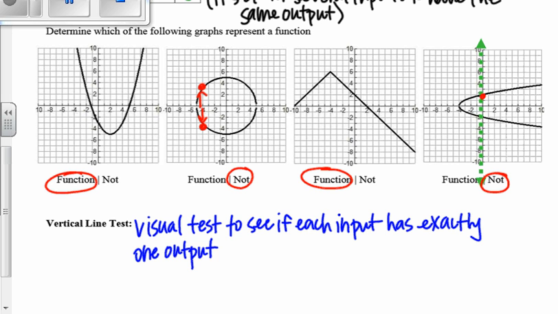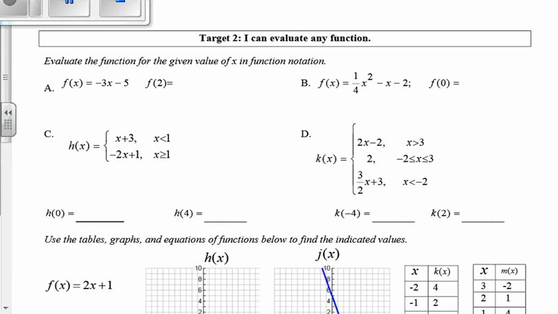I do just want to mention that the vertical line test is not a mathematical reason to say that something is a function or not. So you can't say yes, it's a function because it passes the vertical line test. You need to go ahead and specify that you have a function because it has exactly one output for each input. All right, moving on to target 2.